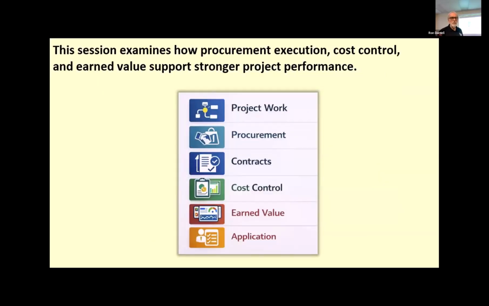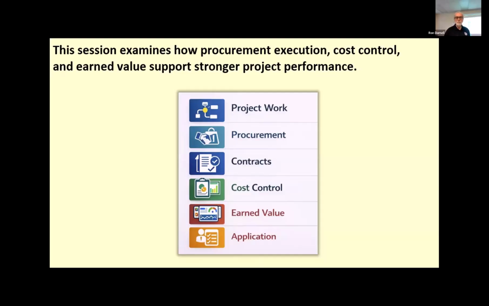So this is MGT 6152, week 5, and we're going to talk about project procurement, project costs, and earned value. In this session, we're going to talk about procurement, execution, and cost control, and earned value, and how they support stronger performance. We'll begin by looking at procurement as part of the project work performance, including supplier selection, contract structure, contract administration, all that exciting stuff, and supplier engagement during execution. Then we'll transition into cost management, and then into monitoring and controlling cost.